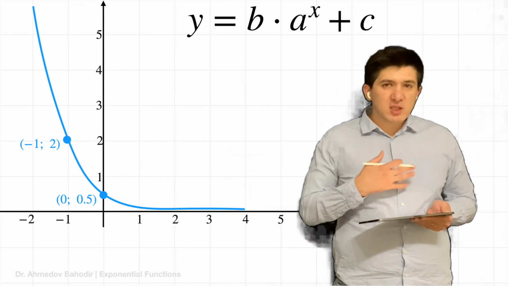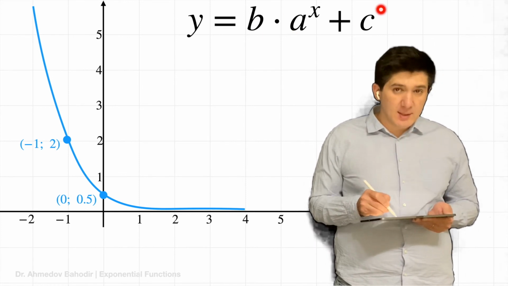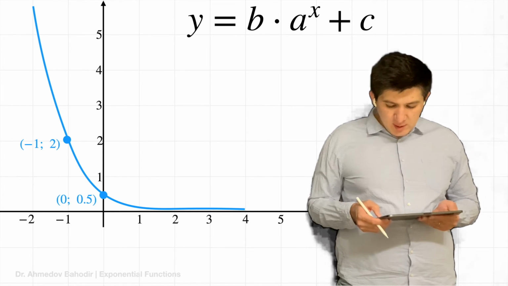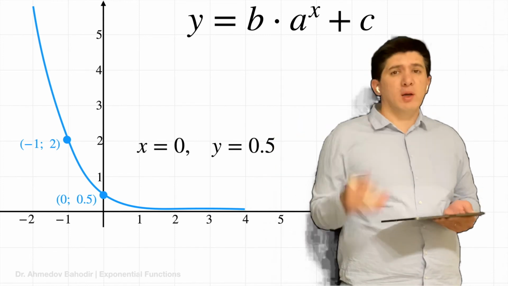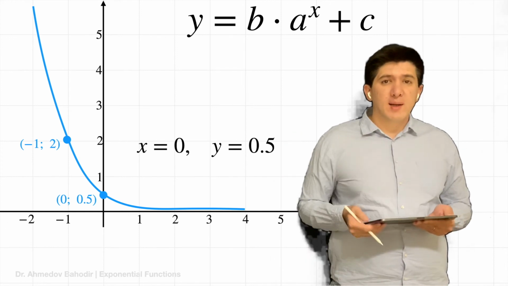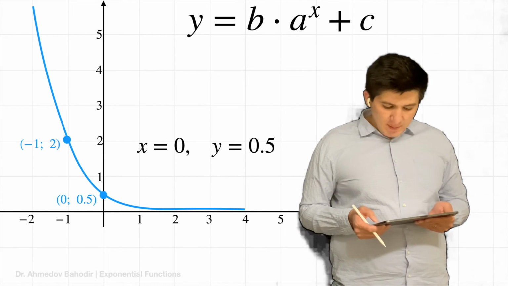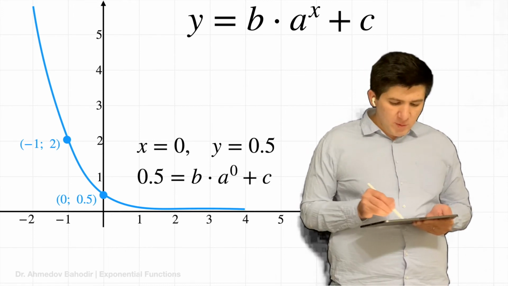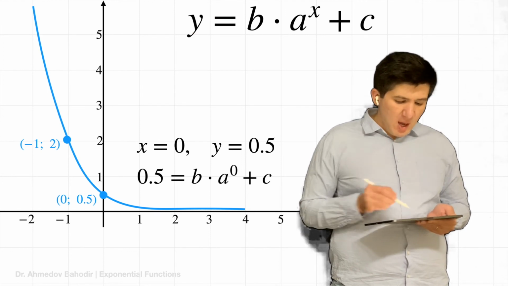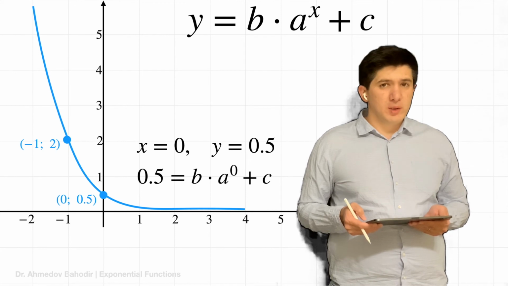So essentially, if I just substitute, I need to find the values of b, a, and c. Again, as we did last time, I'm going to choose the intersection point of the curve with the y-axis, where x is equal to 0. If I substitute x equal to 0 and y equal to 1 over 2 into the general form of the exponential function, I get that b plus c should be equal to 1 over 2.